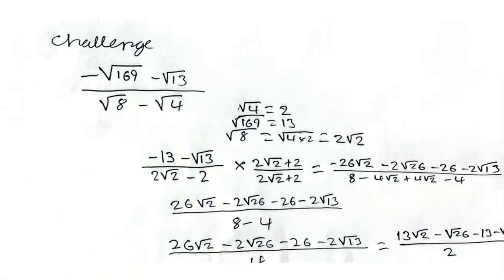So we have to simplify all of these here, and then you get minus root 13 and minus 13 times 2 root 2 plus 2. Same things we've been doing before, and at the end we get 13 root 2 minus 26 minus 13 minus root 13.